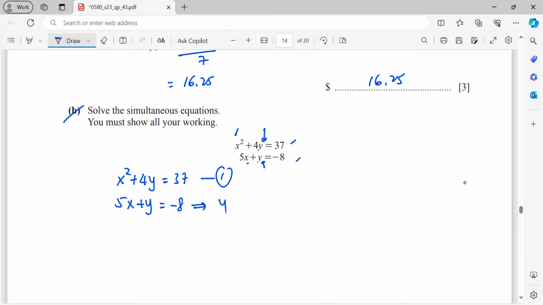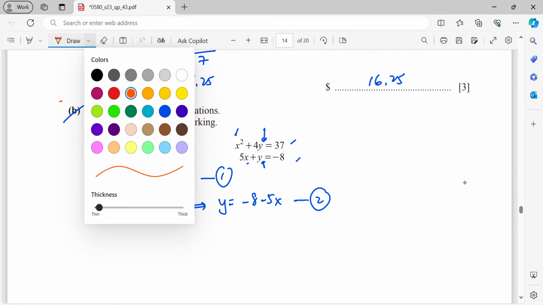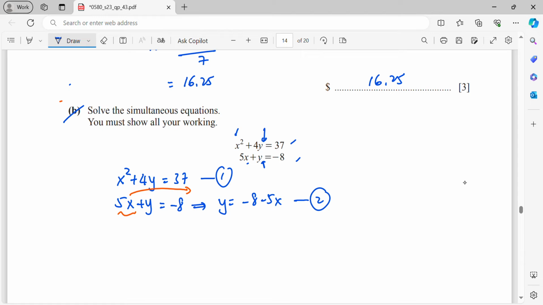So it means that I get y as the subject from the second equation. Now my y is going to be minus 8 minus 5x. This is my second equation. Just move this 5x to the right side and it becomes minus 5x. Now I'm going to use the substitution method, which means I will substitute the second into the first equation. So you will be getting x squared plus 4 times, with y replaced by minus 8 minus 5x, equals 37.